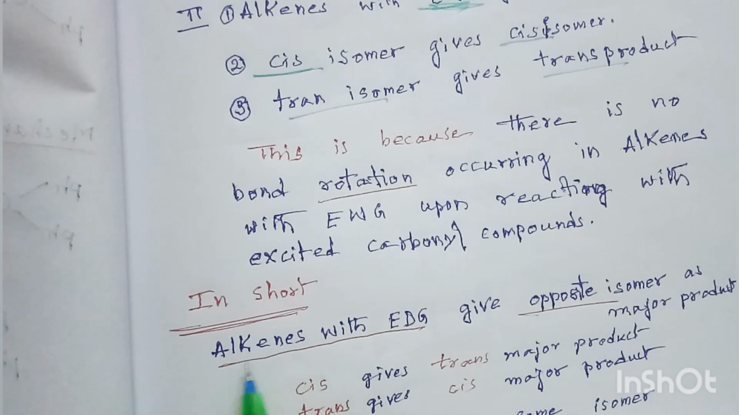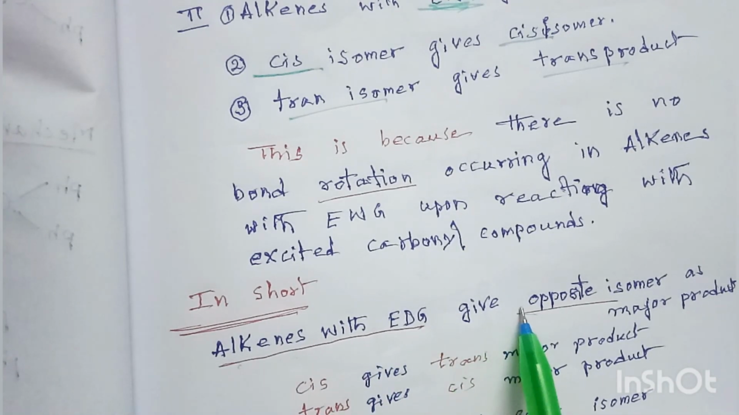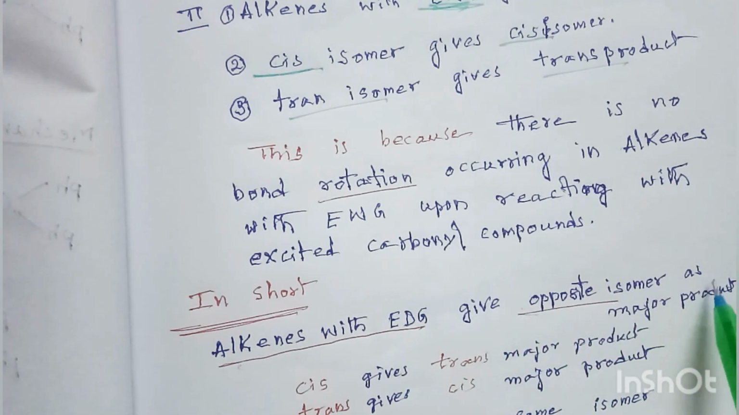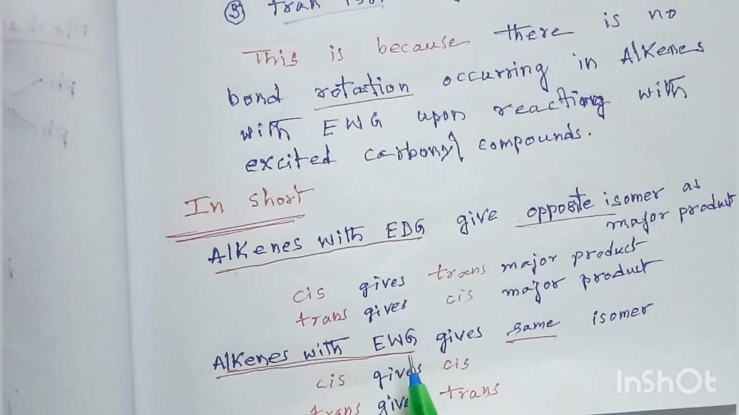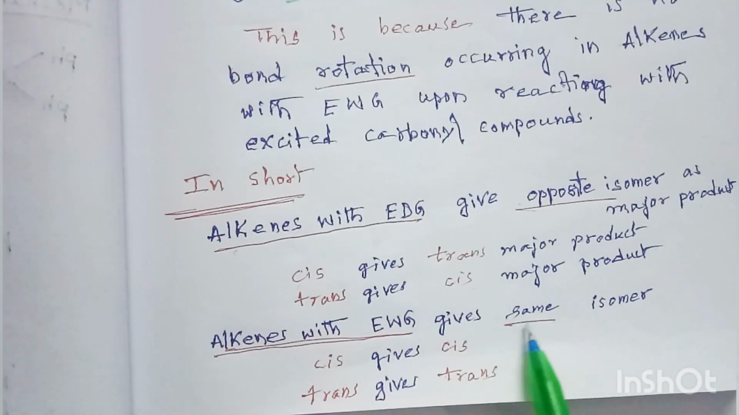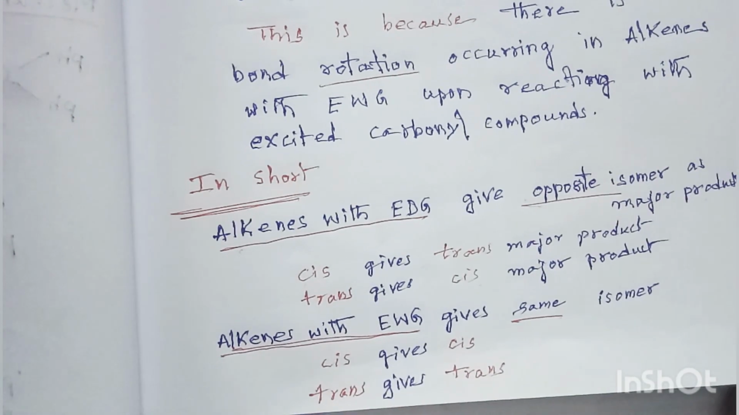In short, we can say alkenes with electron donating group give the opposite isomer as major product. That is, cis gives trans as major product, trans gives cis as major product. Alkenes with electron withdrawing groups give the same isomer. Cis gives cis, trans gives trans.